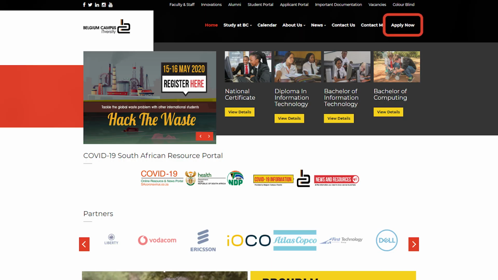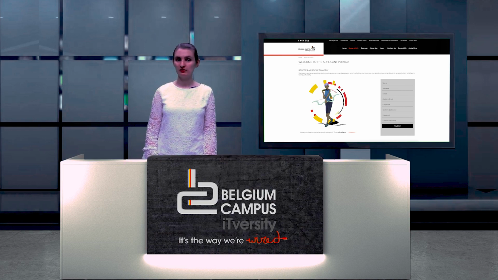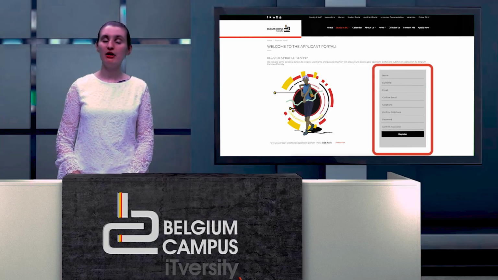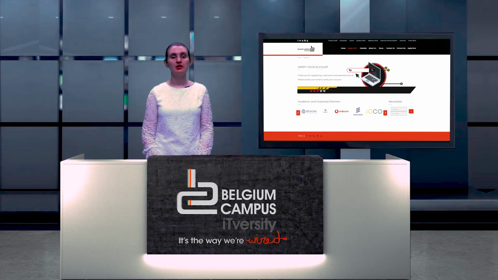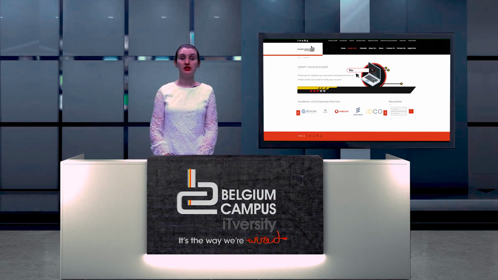First, you would want to go to Apply Now. This will take you to our application portal. Here you need to create a profile in order to apply. After you've created a profile, you will receive a confirmation email and SMS to verify the email address you used to register.